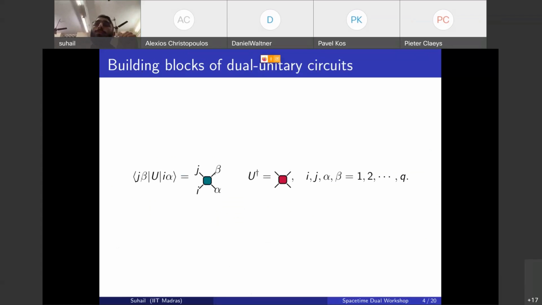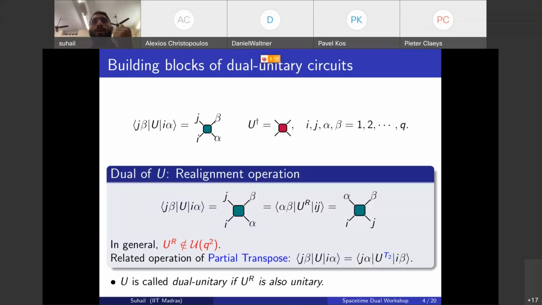The building block of these dual unitary models, I'm just having one slide to set the setting, is a unitary operator written diagrammatically in the form of a box with input indices i alpha, the input qubits, and j beta, the output qubits, in the bipartite product basis. U dagger will be represented by a different color. It's just the complex conjugate transpose of U. And we define a dual of U. I define it here because it's going to play a very crucial role later on.